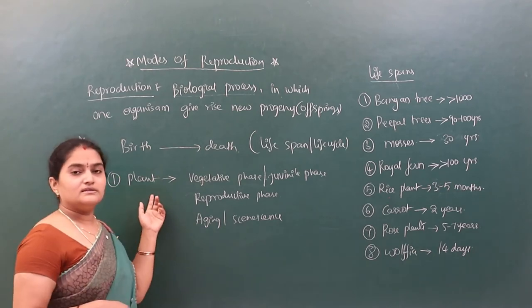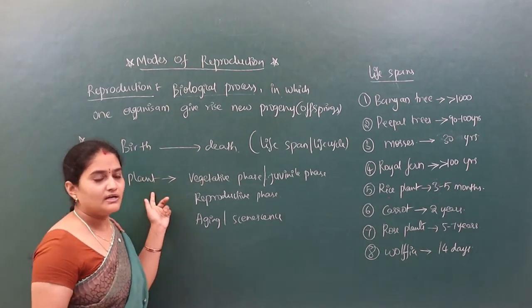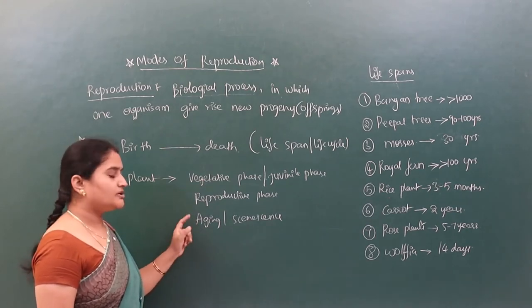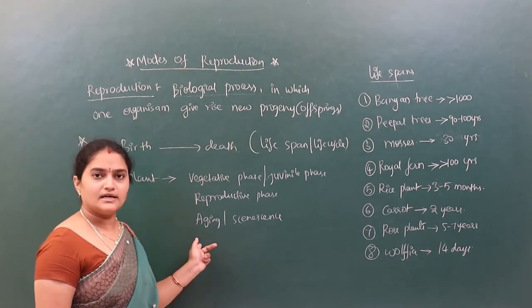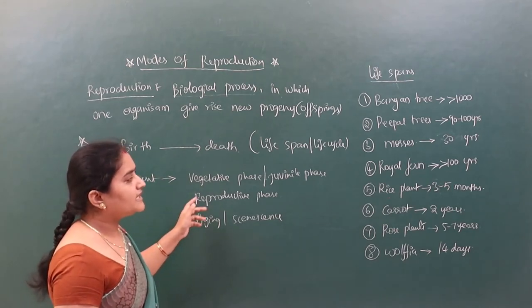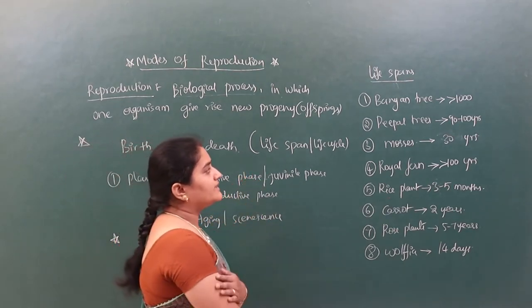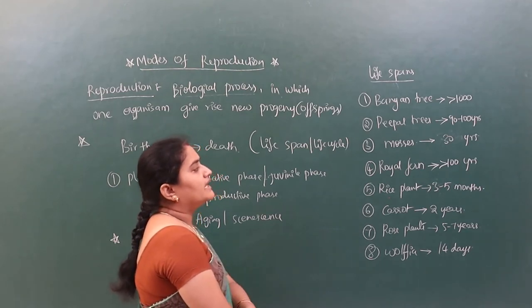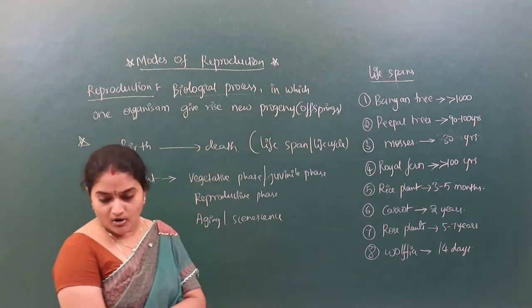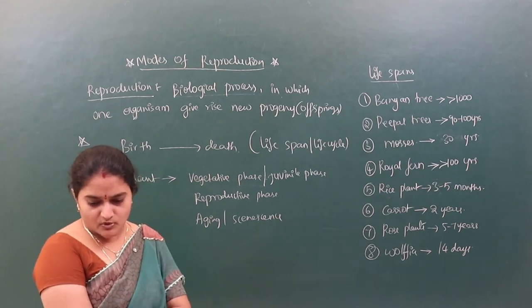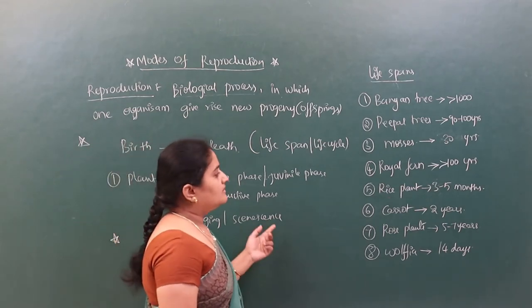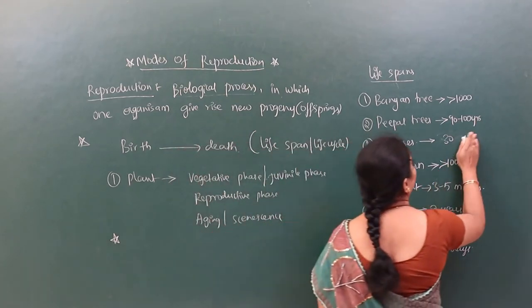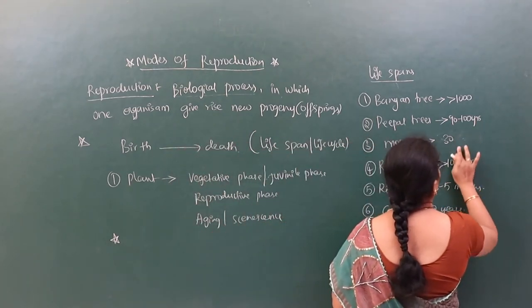So when a plant is rising on the soil, it will undergo three phases: the vegetative phase, the reproductive phase, and the senescence or the aging phase. The different lifespans: a banyan tree, it is greater than 1000 years. Peepal tree, that is 90 to 100 years. And mosses, these mosses live for 30 weeks.